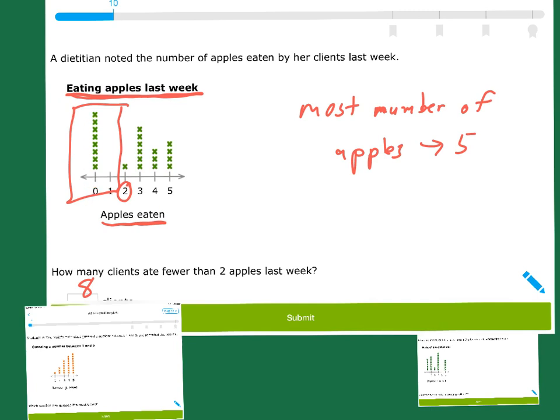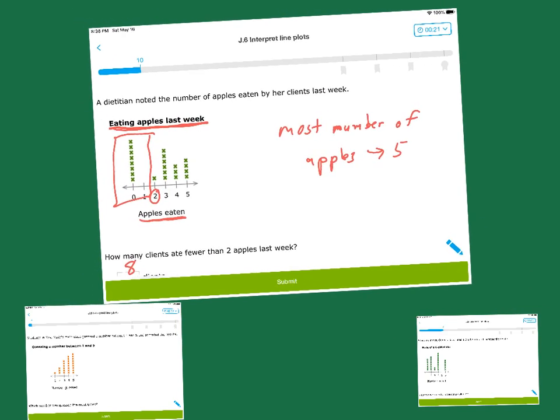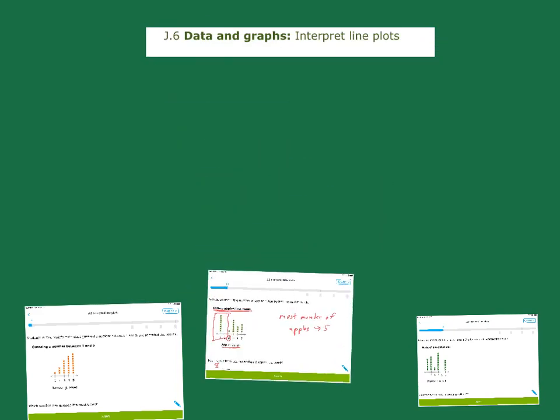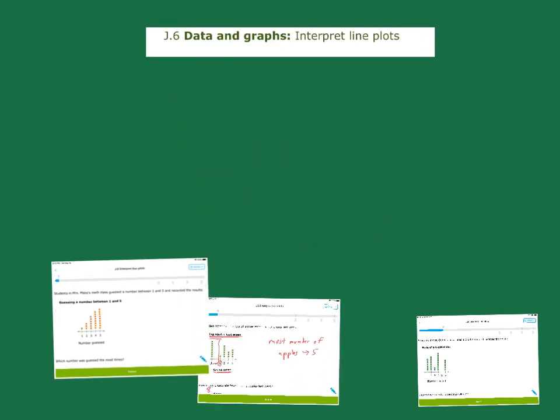But in this case, we're asking fewer than 2. Not 2 or fewer, but fewer than 2. So 2 is not less than 2. So it's just going to be 1 and 0 in this case. And make sure you read that one correctly as well. So you have to read them carefully. But if you read it carefully and take your time, it really shouldn't be too bad. Let's take a look at this one.